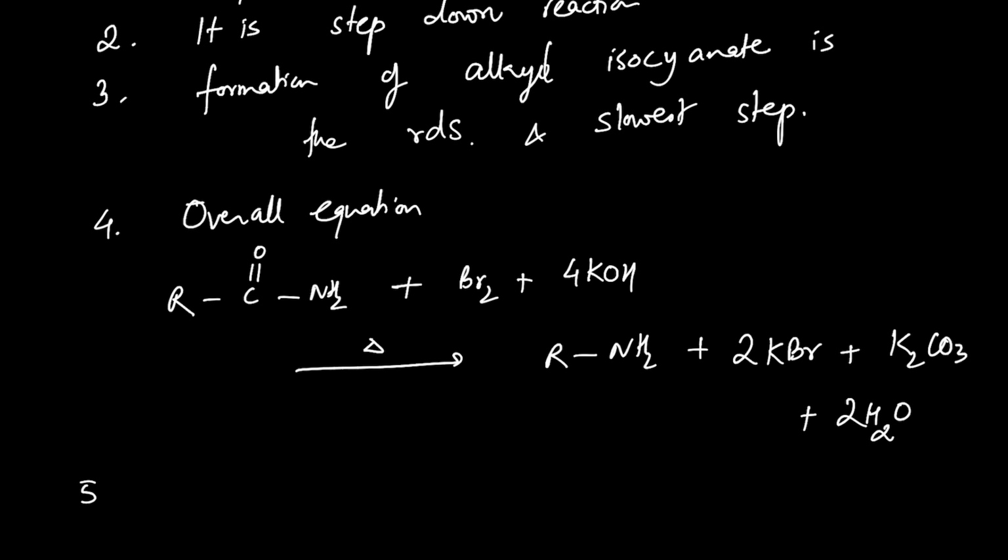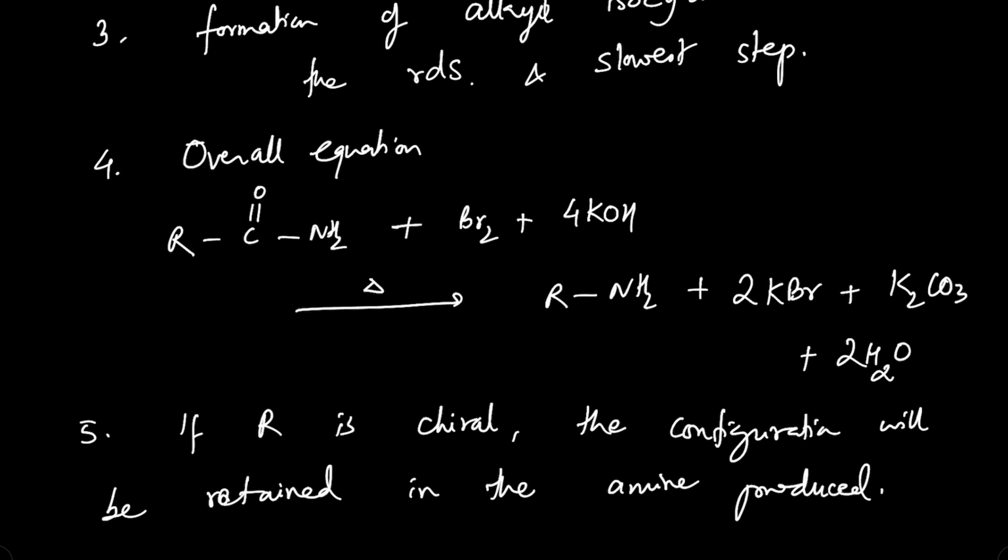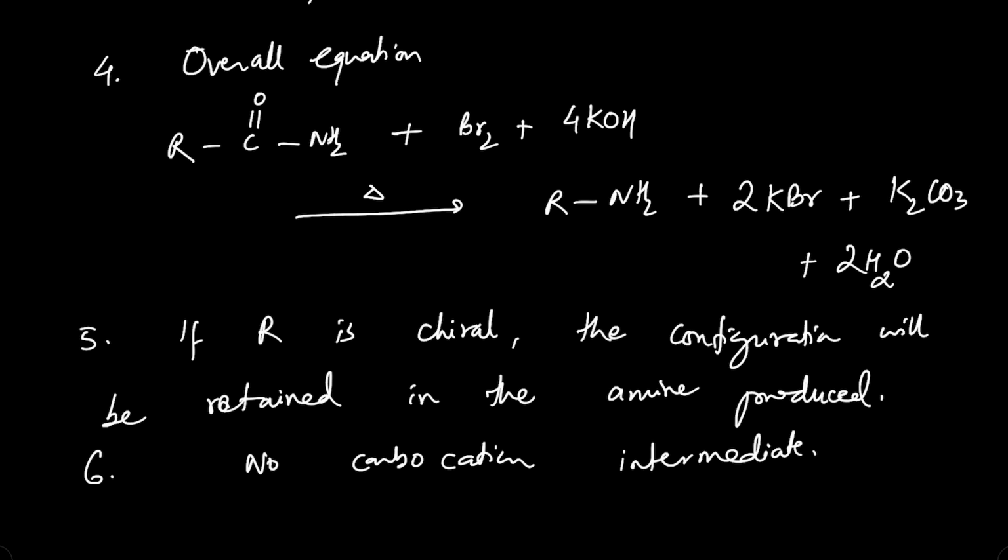And the next feature would be, if R is chiral, then the migration happens in a single step. The configuration will be retained in the amine produced. Please note that there is no carbocation formation in this case. Now let's have a look at a problem which has been asked in JEE Advanced 2006.